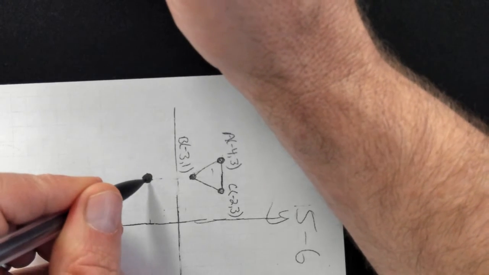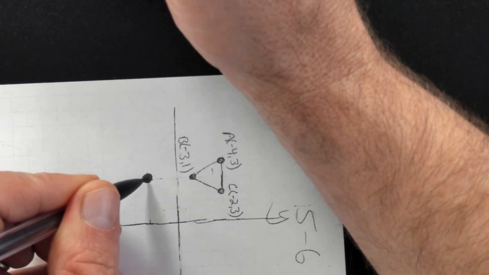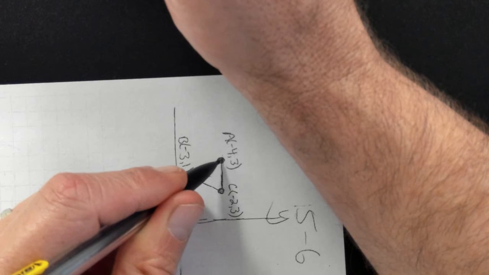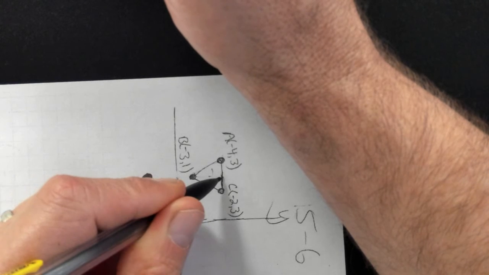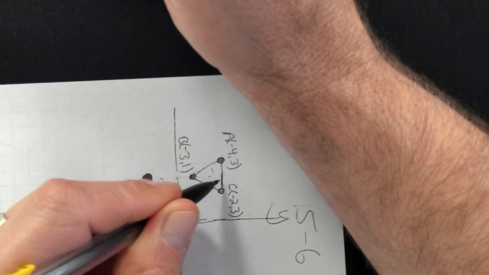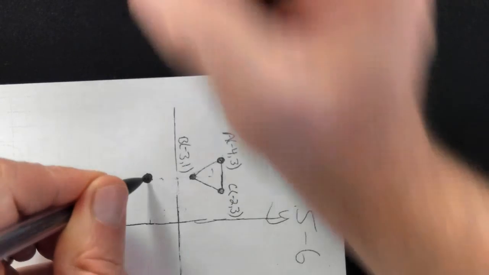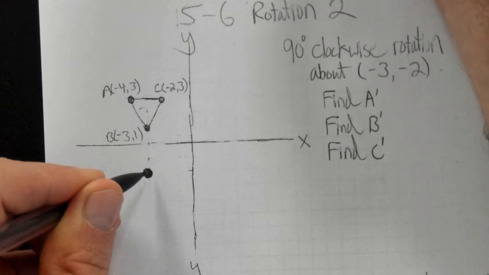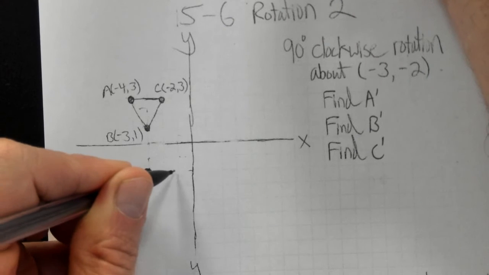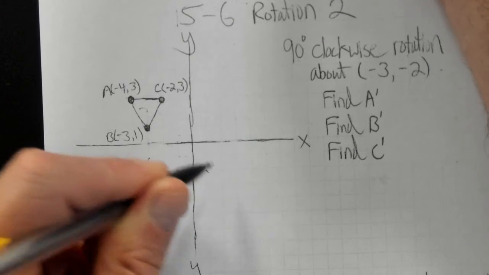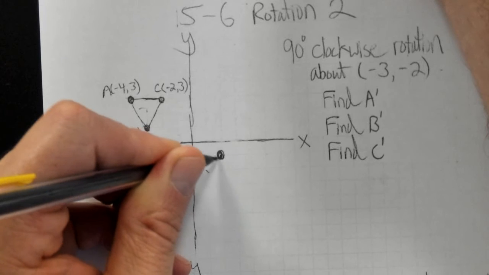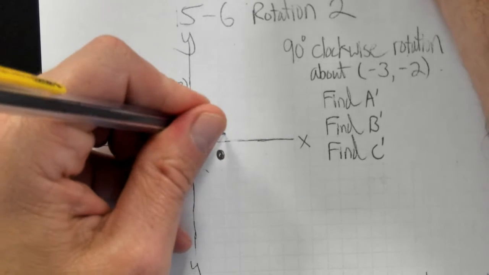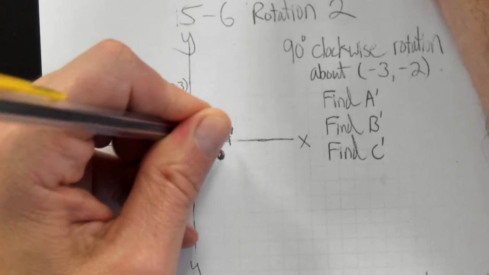So where is A with respect to the center of rotation? It's to the right by 1, 2, 3, 4, 5, and up 1. To the right 5 and up 1. So when I go back to normal, where do I need to go from the center of rotation? I need to go to the right 1, 2, 3, 4, 5, and up 1. To the right 5 and up 1. And then there's your coordinate for A prime.